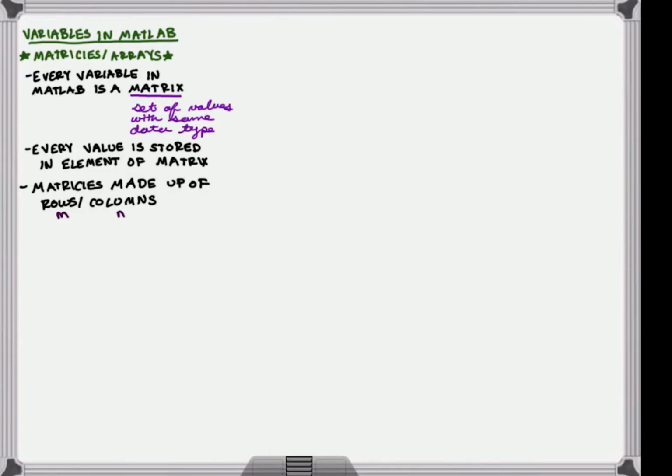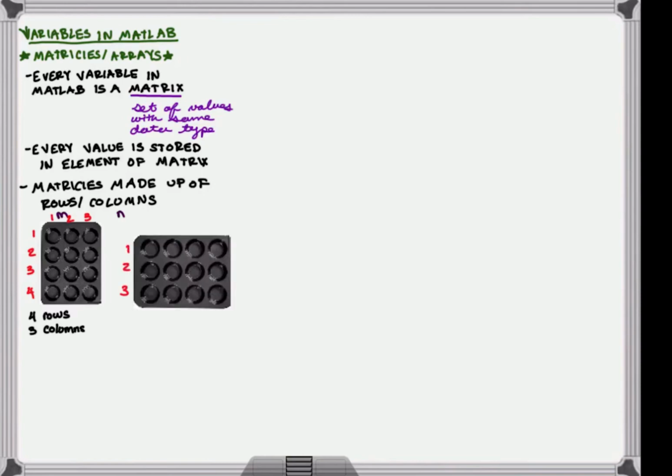So I'm going to run with this example where we talk about muffins. Here's a muffin tin. I'm going to say that my variable is muffins, and this is the matrix of muffins. It has, as we can see here, 4 rows and 3 columns. And it has 12 total muffins, 12 elements in this matrix. If I flip this the other way, I now have 3 rows, 4 columns, but still 12 muffins.